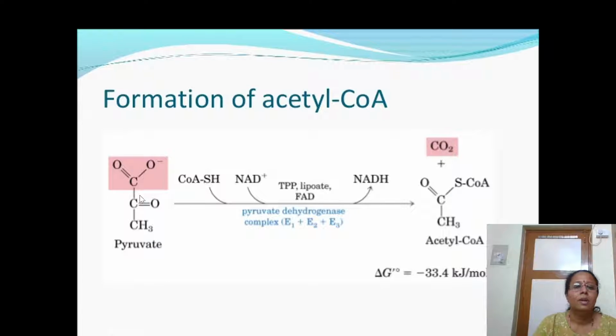See, eliminate the CO2 and at that place you have attachment of this coenzyme A group. So what you get is acetyl CoA. You have got acetyl CoA from pyruvate. So they'll ask you for 2 marks: how is pyruvate converted into acetyl CoA? So here you just cannot write the reactions in words. You, as a student of chemistry, should know how to write the reaction. So pyruvate is CH3COCOO minus. Remove this COO minus. At that place you attach SCoA. So what you got is acetyl coenzyme A.